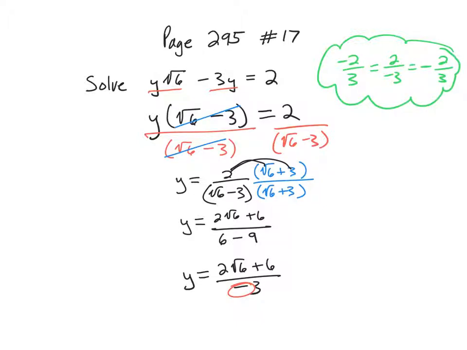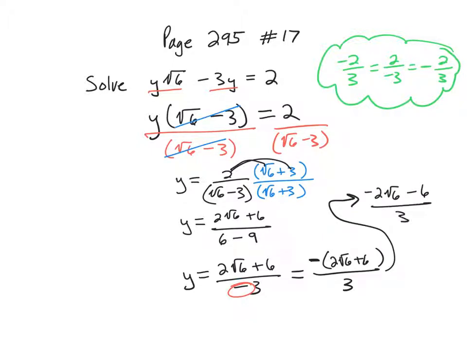So what we're going to do here in this bottom fraction is I'm going to rewrite this, and I'm going to put the negative on the top instead of on the bottom. So I moved the negative from being on the 3 to the top. Now inside here I've got 2 radical 6 plus 6. So my final answer, if I go through with that negative, would be negative 2 radical 6 minus 6 all over 3.